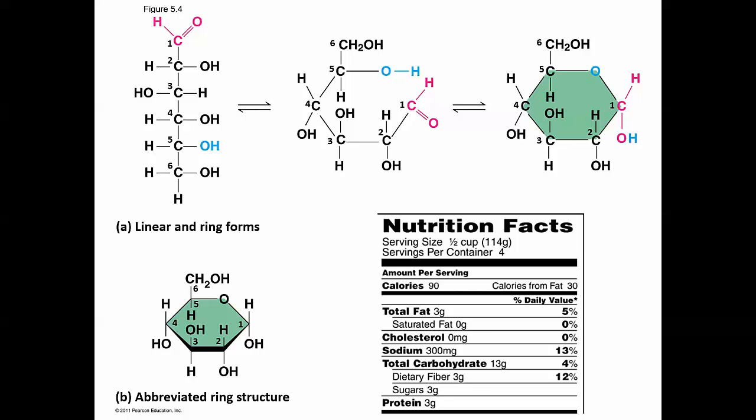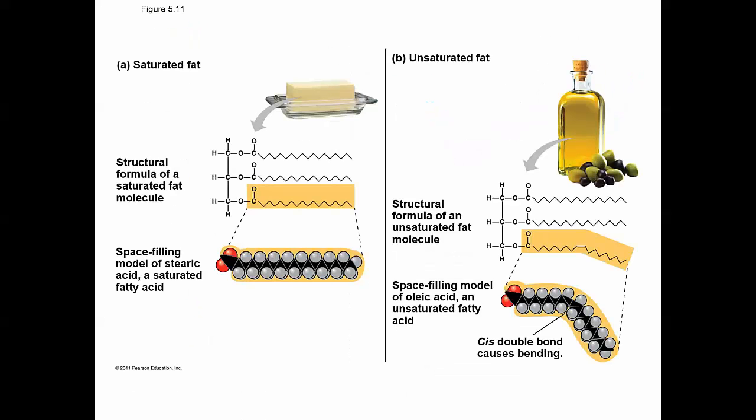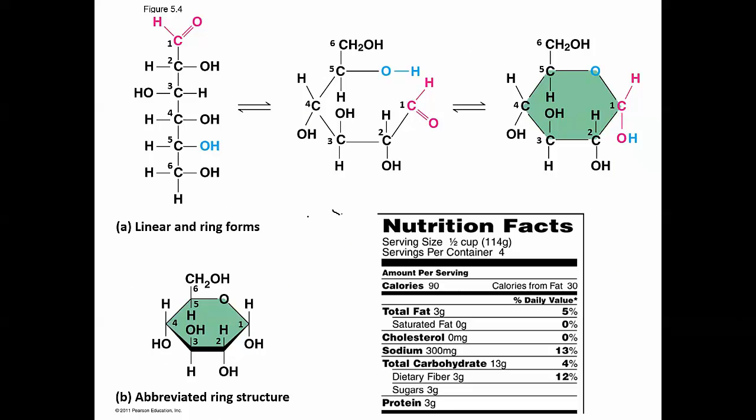Okay, so here's carbon number 1, 2, 3, 4, and 5. So linear form and ring form. So you'll often see them drawn like this. These are carbohydrates. This is an example of a very simple carbohydrate, a monosaccharide. This is glucose that we're seeing here.